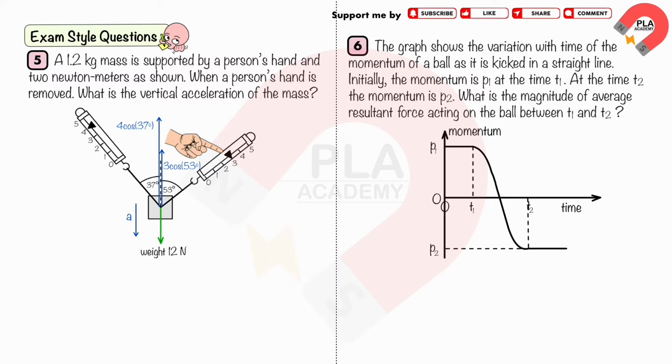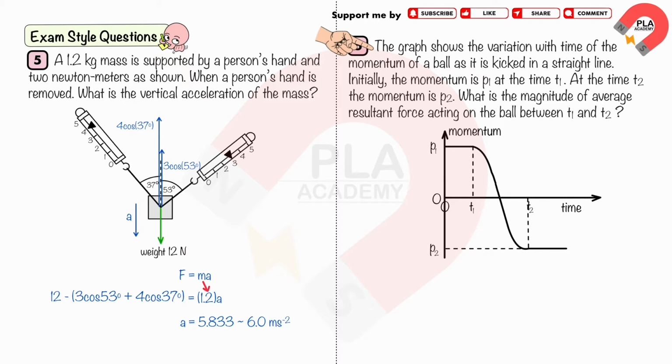We calculate the acceleration by the equation F equals ma. The resultant force F equals 12 minus 3 cos 53 degrees, minus 4 cos 37 degrees. Substituting m equals 1.2, we get the acceleration a equals 6.0 meters per second squared.